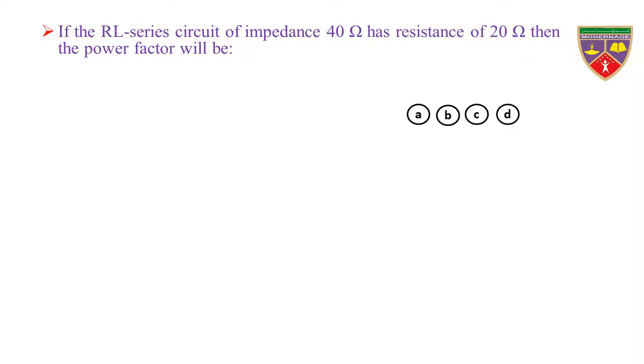If the RL series circuit of impedance 40 ohms has a resistance of 20 ohms, then the power factor will be option A, 0.9, option B, 0.7, option C, 0.5, option D, 0.0. The key is 0.5. Therefore, the correct option is C.